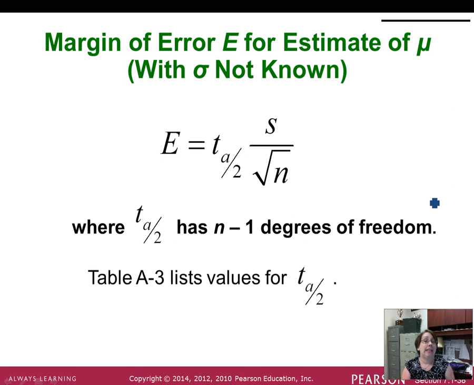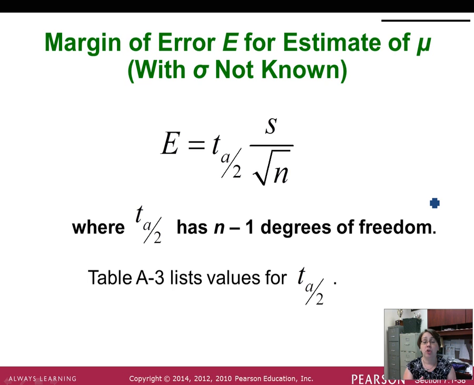Margin of error E for estimating mu. This is the error that we talked about in proportion. It's just redone for mu, so it's different because we're doing a different estimation and need a different error. So E is equal to t alpha divided by 2. t is something new, we're going to talk about that in just a second. So you have a t alpha divided by 2 number there, times s, that's your sample standard deviation.